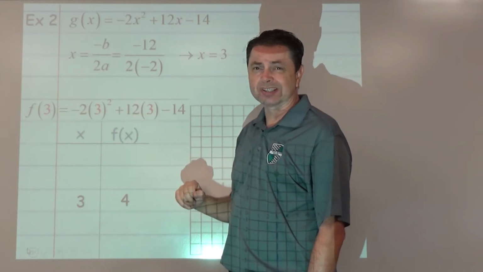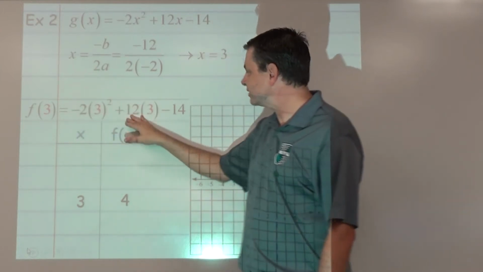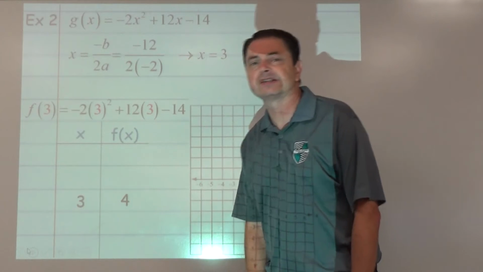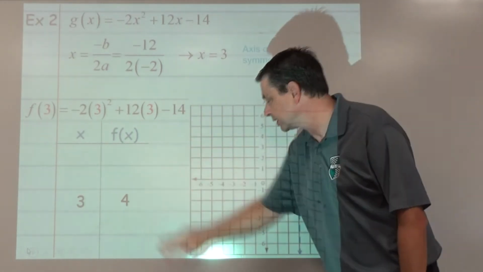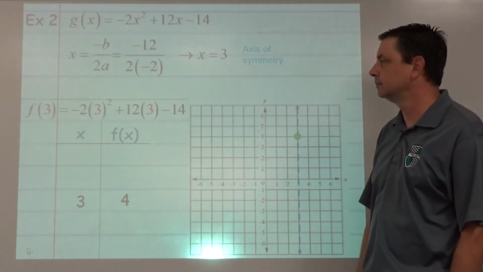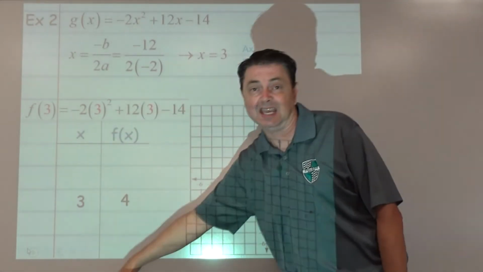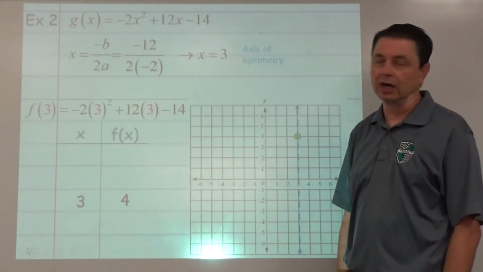12 times 3 is 36, so we got negative 18 plus 36 minus 4. That brings us to minus 14, brings us to 4. There we go. We can fill out the table, and we do the pattern of the odds.